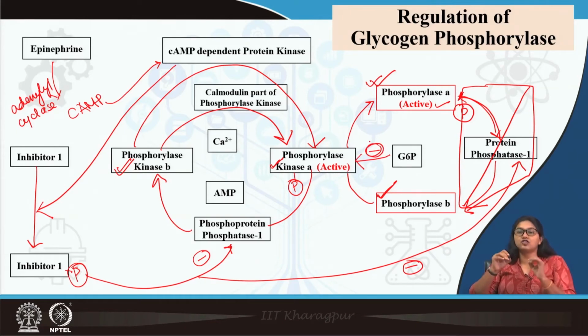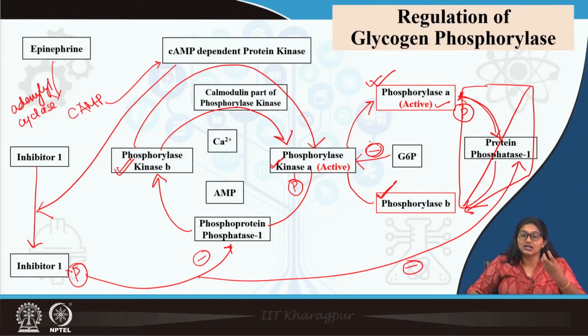Glucose 6 phosphate, remember, inhibits phosphorylase kinase. Glucose 6 phosphate comes from glycolysis. If there is a huge amount of glucose which is forming glucose 6 phosphate, it means we do not need breakdown of glycogen. So, this is a signal that an adequate amount of energy is present.